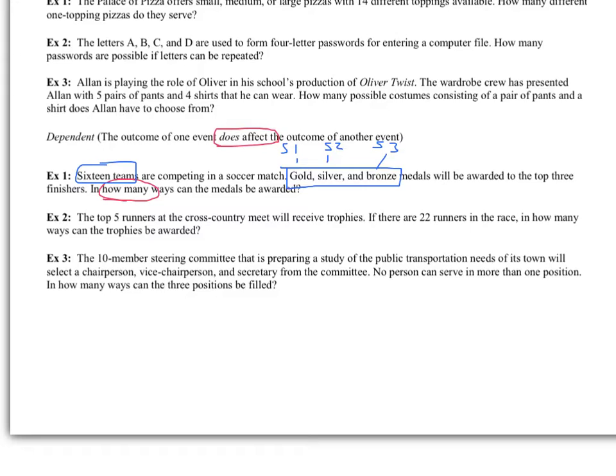So we would consider that for gold, you would have 16 teams available. For silver, you would have 1 less, because 1 team has been placed into gold. So you'd have 15 left. And bronze, you'd have 14 left. Now again, we said that fundamental counting principle is multiplication. So you would still multiply the number of choices you have at each stage.